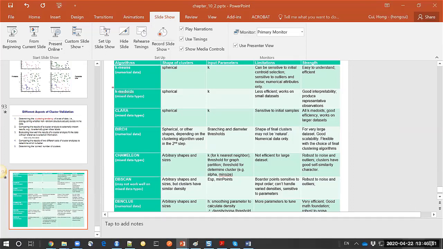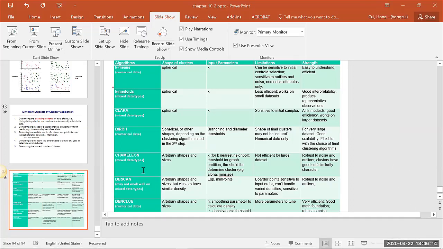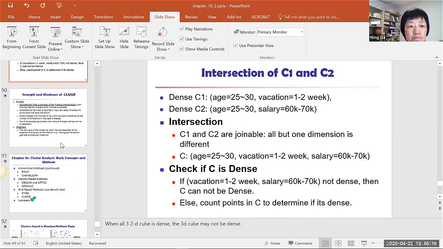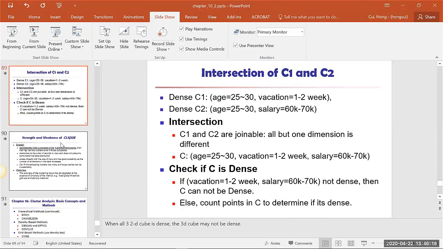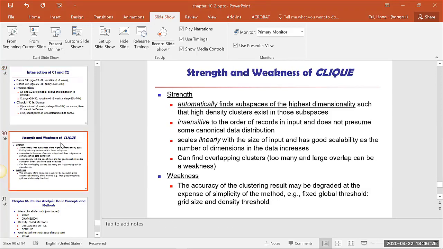Questions? So for CLIQUE, the last one that we have, what are the weaknesses in that? It sounds like the accuracy may be degraded because of simplicity, but I was trying to think of when we might use CLIQUE versus, say, DBSCAN or some of the other methods. So could you help us understand that?